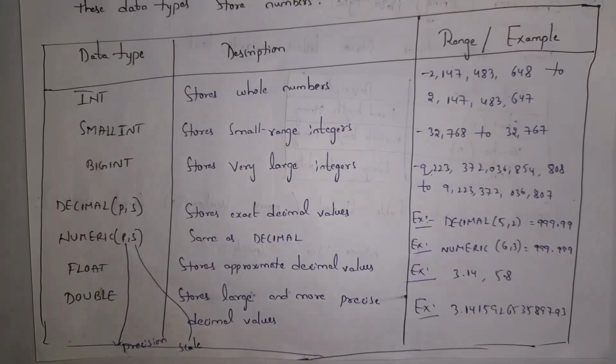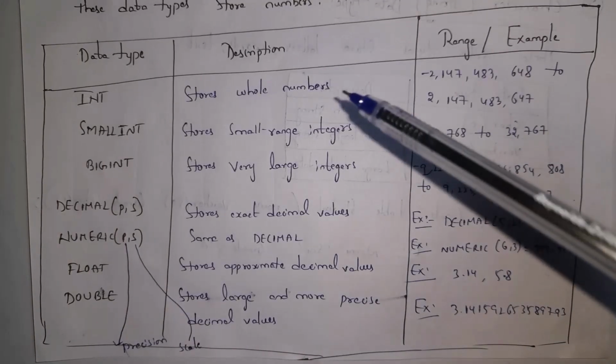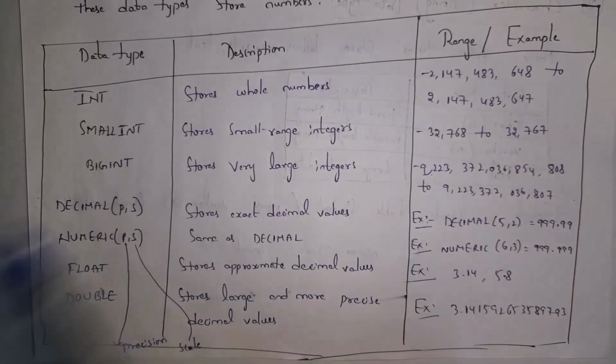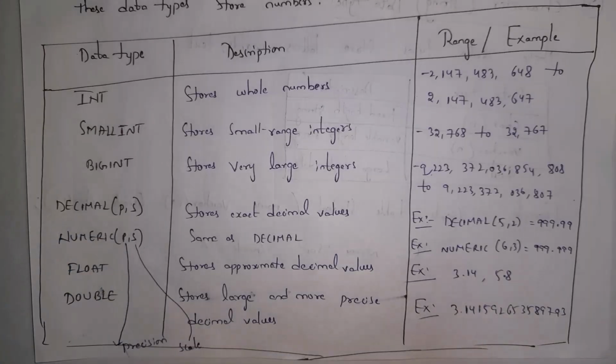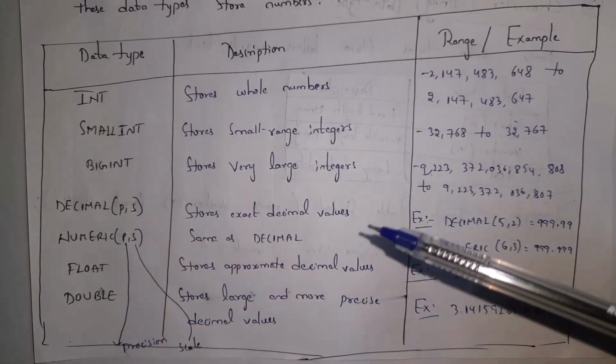The first numeric data type is int, that is integer, which will store numbers. This is the range. And the next one is smallint. Smallint data type will store small size integer values, and bigint will store large integer values. And the next numeric type is decimal, which will store decimal values.